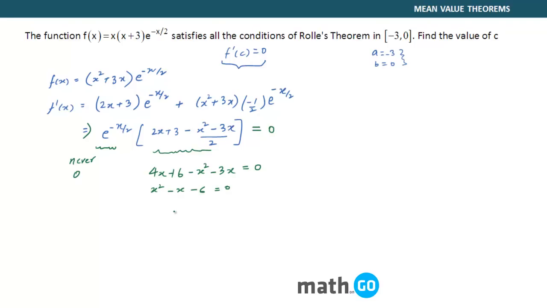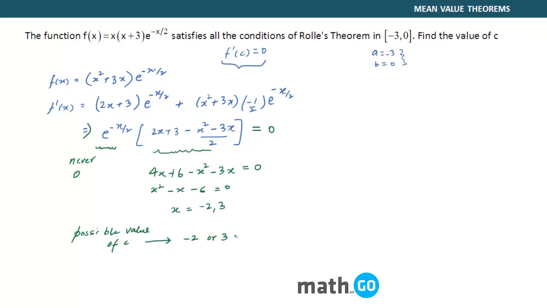And this is a simple quadratic which will have how many solutions? Yes, it will have two solutions. What solutions will it have? 3 and minus 2. So it will have solutions minus 2 and 3. So the possible values of c could be either minus 2 or 3.